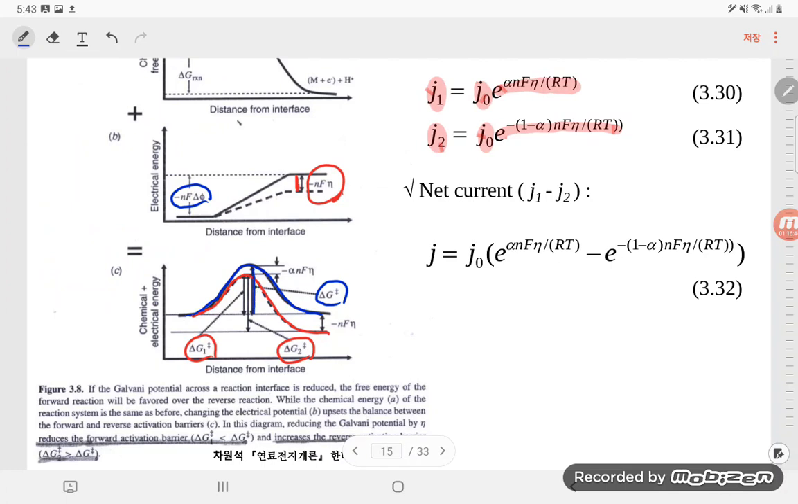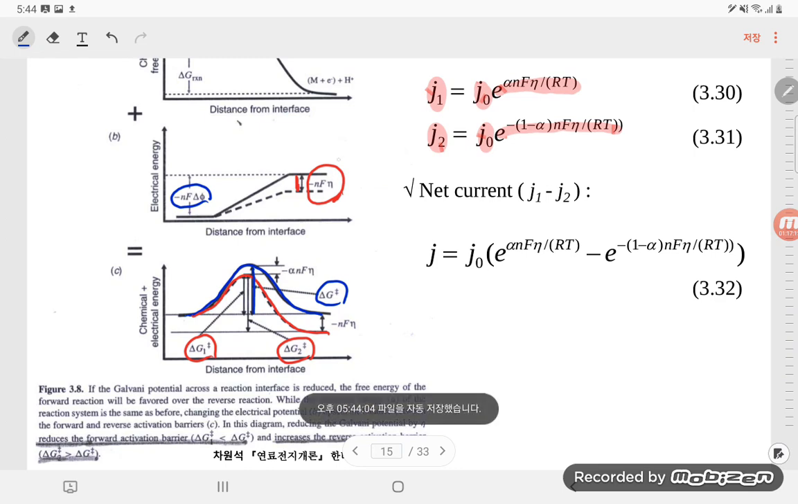Then that accelerates the forward direction more than the reverse direction, right? That means the forward direction is dominant over the reverse direction, and we can make a current from a chemical reaction, an apparent chemical reaction, and also we can extract the current from this chemical reaction. That is the meaning of this one.